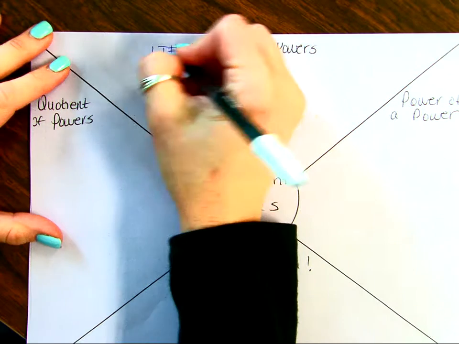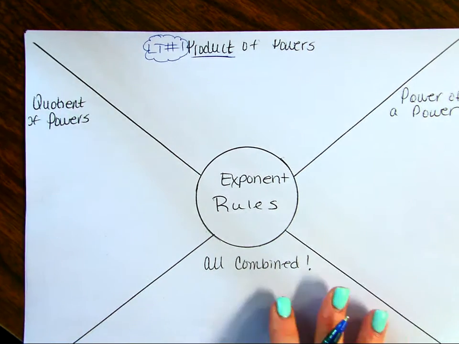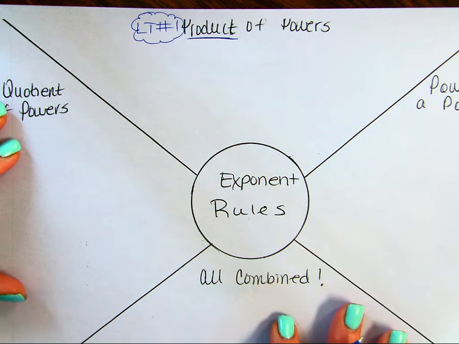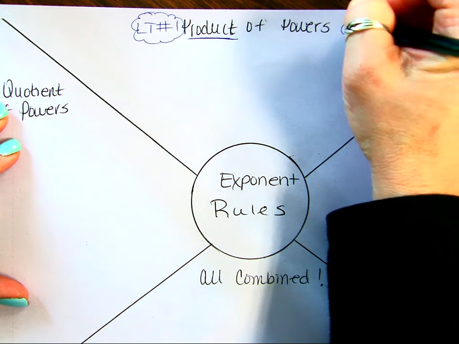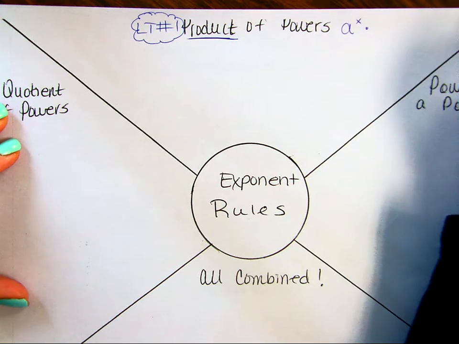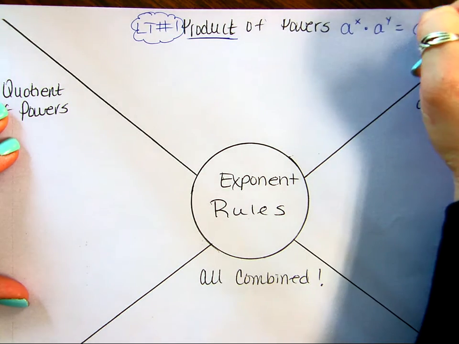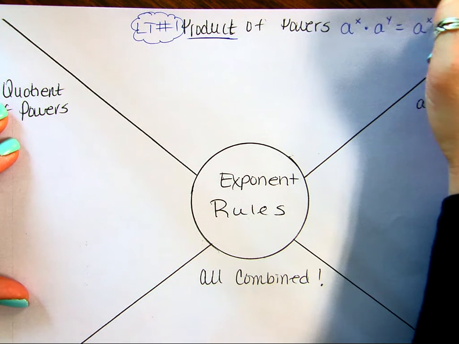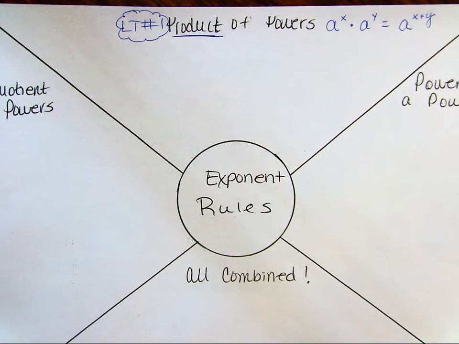A little bit of a review here. So learning target 1, it was the very first thing that we learned, and it was about products. And we learned that if you took an a to the x and multiplied it times an a to the y, that your answer was keep the base and add the exponents, right? So that's what we learned first.